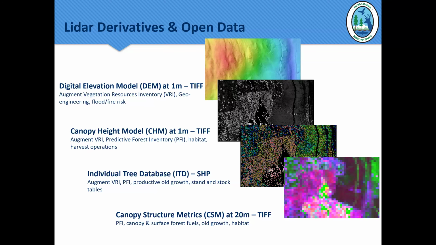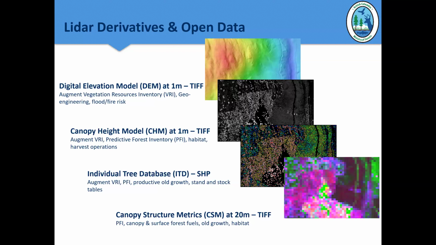The third one here is an individual tree database. We're getting individual tree tops from the canopy height model. These are currently being used to help out with the VRI, the predictive forest inventory, trying to find productive old growth across the province, and generating stand and stock tables for some of these inventories.